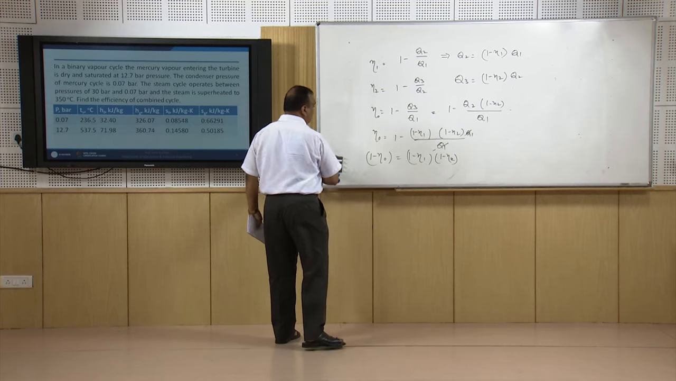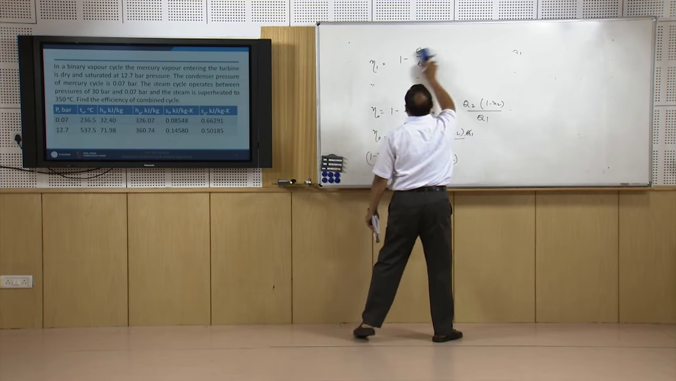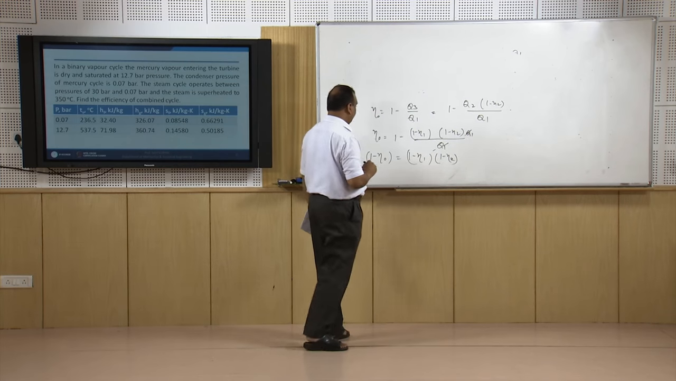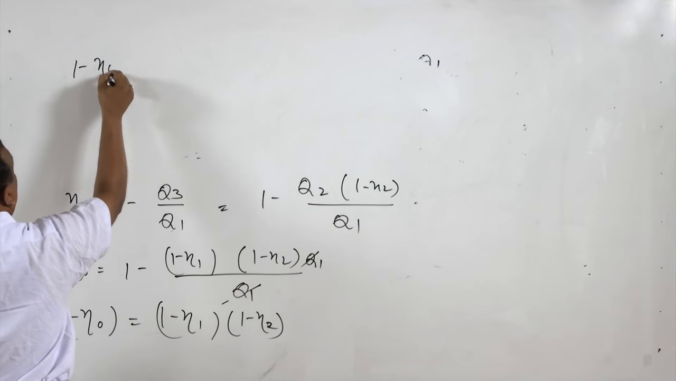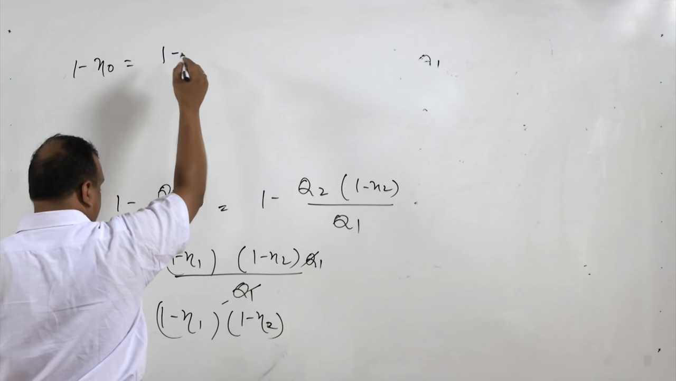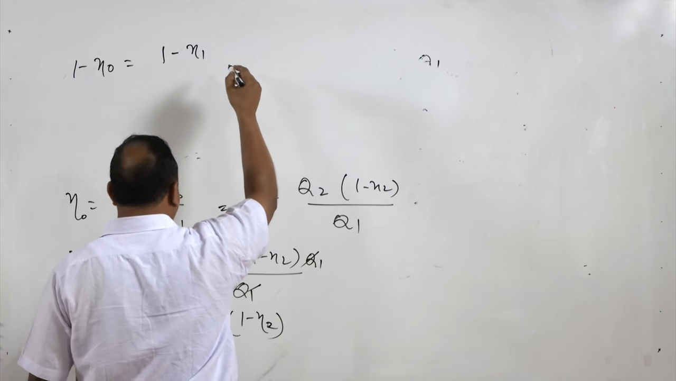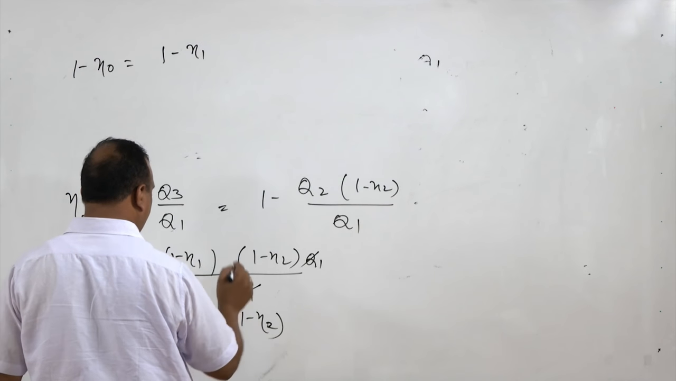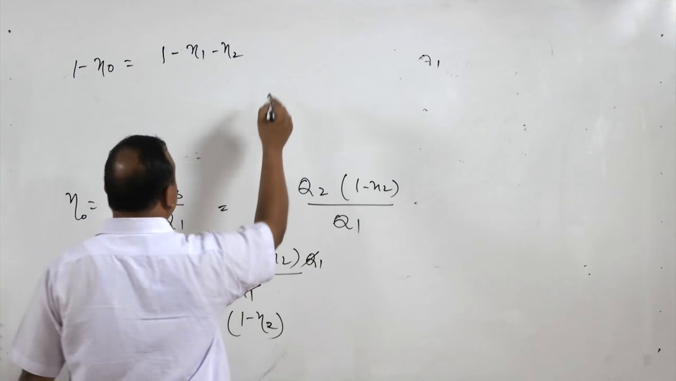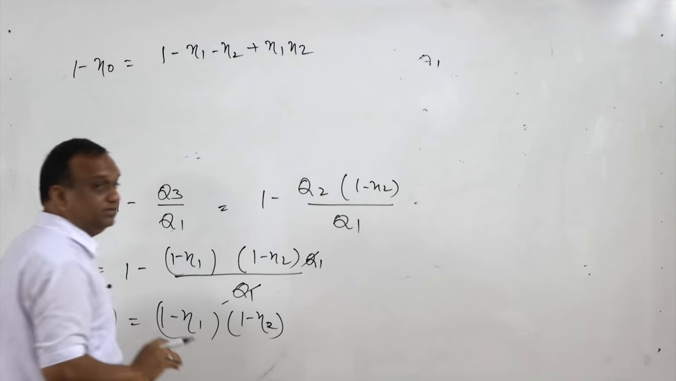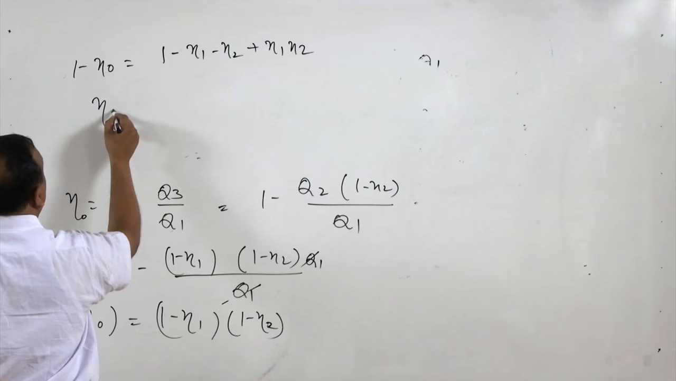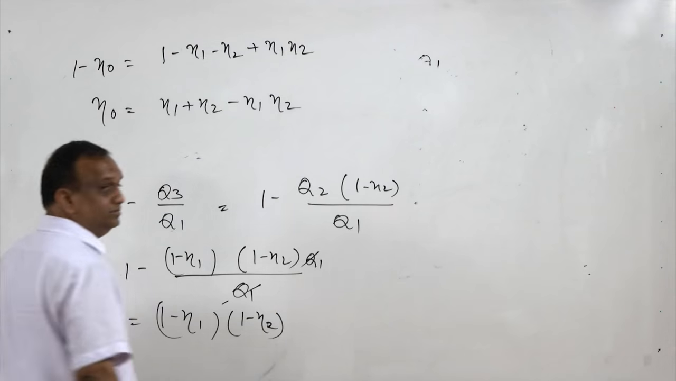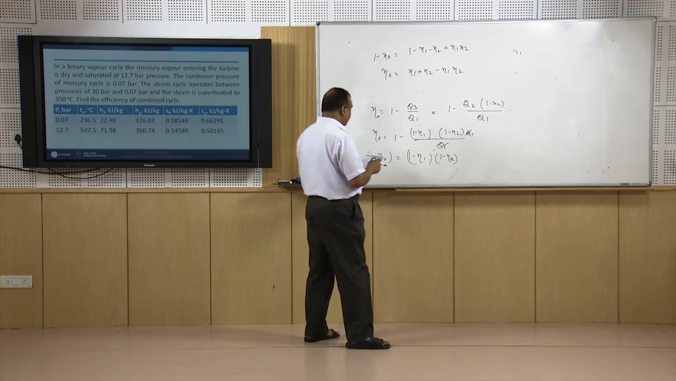Now, here coupling has been done, and if you have n number of cycles, then it will keep on going, 1 minus efficiency of 3 multiplied by 1 minus efficiency of 4 and so on. Now, we can multiply this out. This is 1 minus efficiency of 1 minus efficiency of 2 plus efficiency of 1 times efficiency of 2, if there are 2 cycles. Then we can say the overall efficiency is efficiency of 1 plus efficiency of 2 minus efficiency of 1 times efficiency of 2. Right.